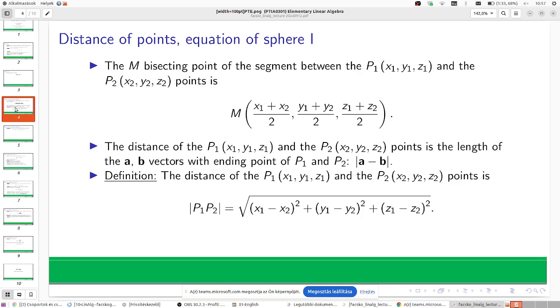Or you can say that you have an R1 vector and an R2 vector, and the length of their difference, the subtraction of the vectors, is the distance. Doesn't matter. Actually, it matters. Let's go back here, and I have this wonderful image.